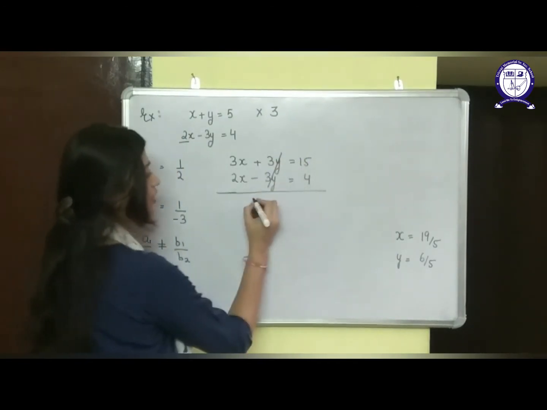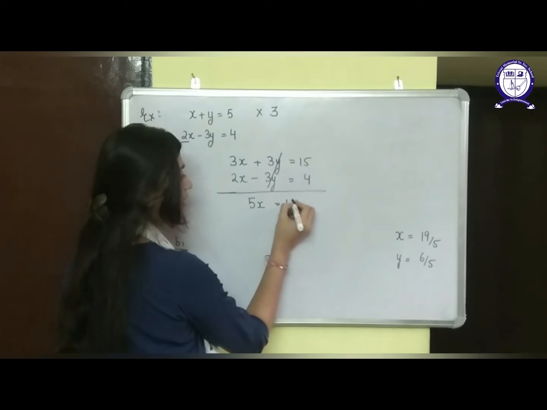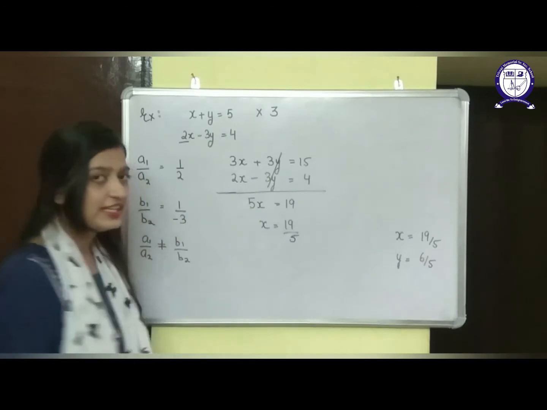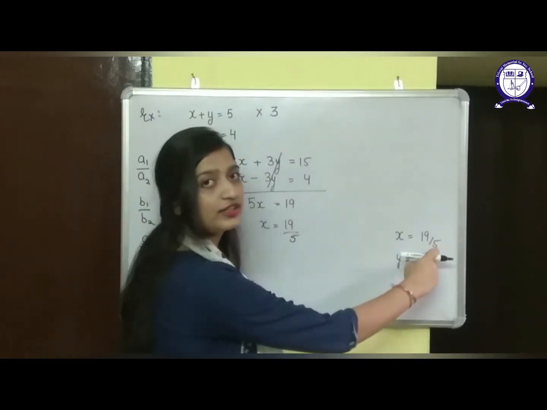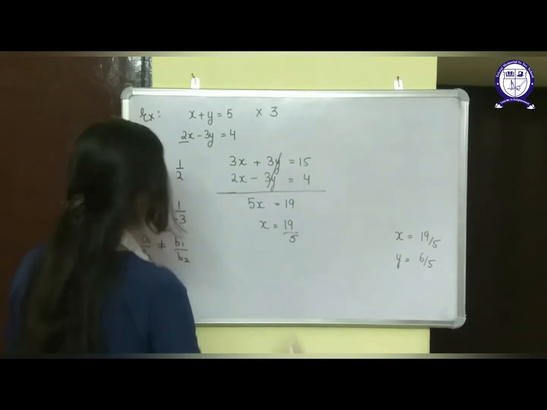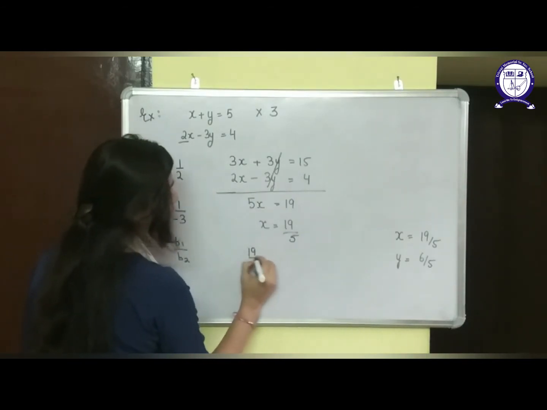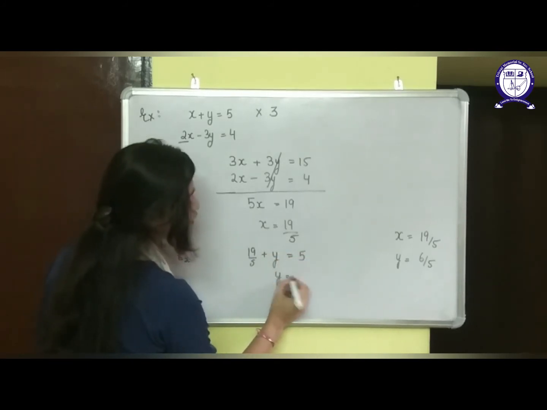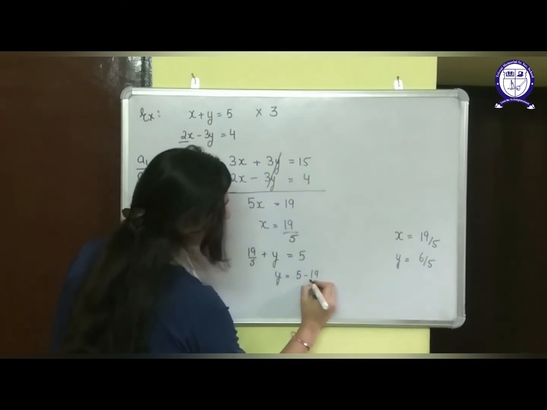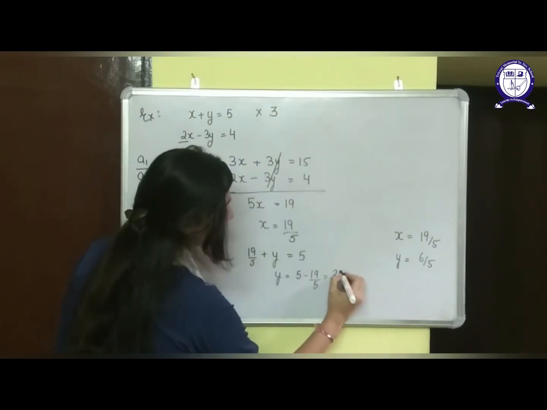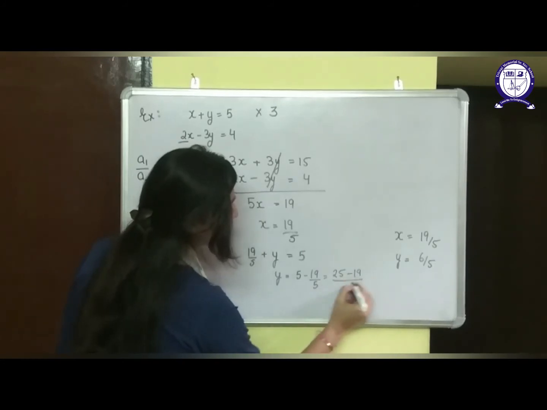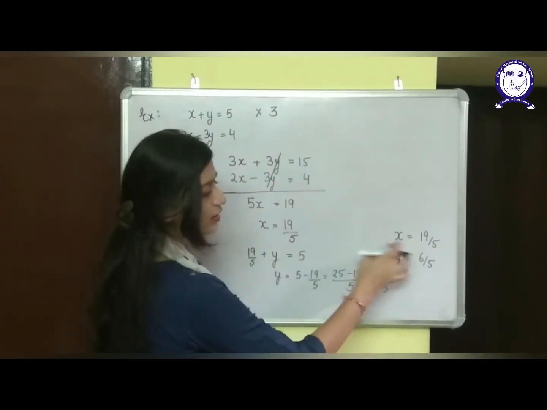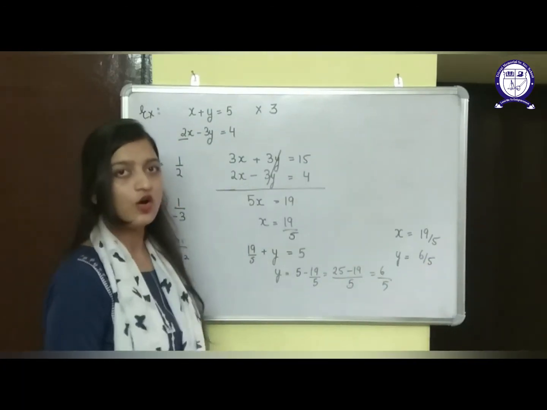This will cancel out. It will be 5x equals 19, and x equals 19 upon 5. I can see that this was the value of x I got in the previous method also. So 19 upon 5 plus y equals 5. y equals 5 minus 19 upon 5, that is 25 minus 19 upon 5, which is 6 upon 5. And this is the answer I got in the previous way also.